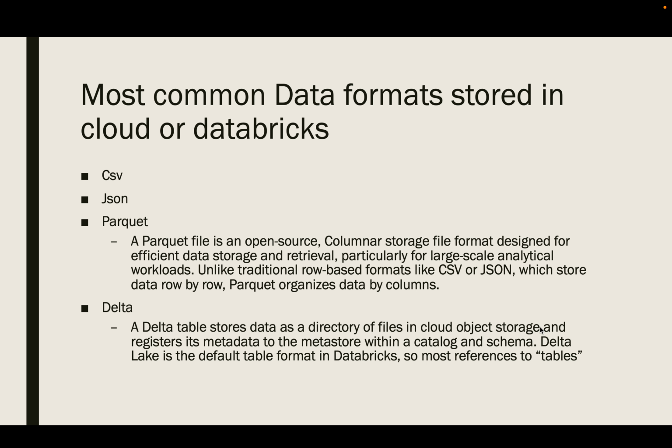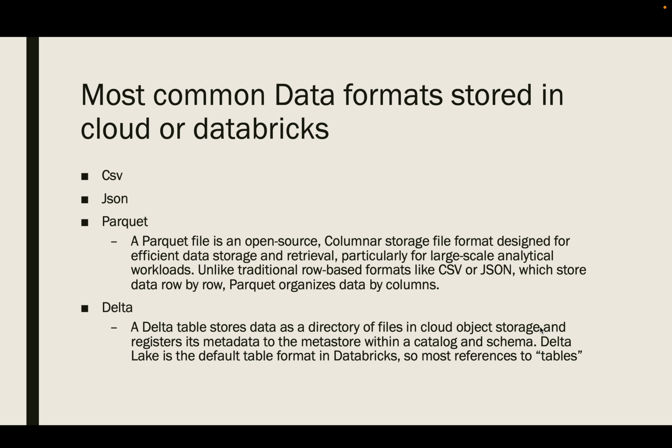Unlike traditional formats which are row based, where every row is saved, as we see in CSV or JSON, say there are 10 rows or 12 rows, like that. Then the next format is delta tables. Now what is a delta table? A delta table is an extra layer above Parquet files. It's like a combination of files stored in a catalog, Unity catalog, and within a schema. It's also the default table format in Databricks.